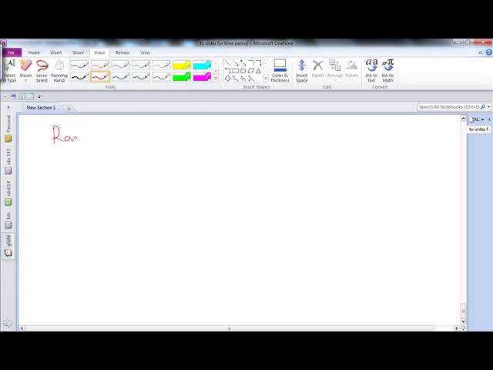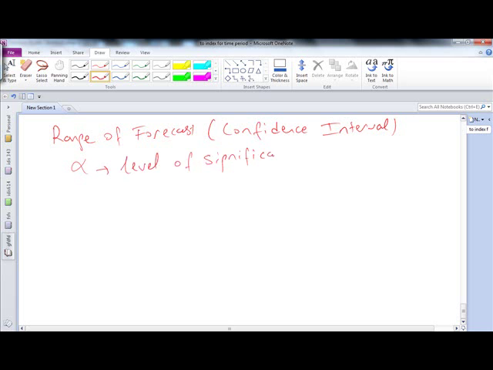Range of forecast, or confidence interval. Again, we are using concepts from statistics. When we do confidence interval, there is another alpha. This is not the exponential smoothing alpha. They are not equal, which is called level of significance. Basically, 1 minus alpha is the confidence interval.